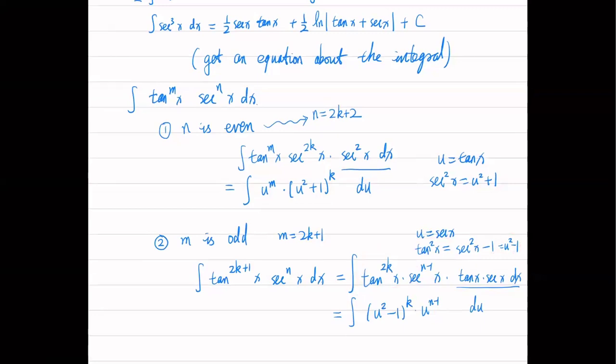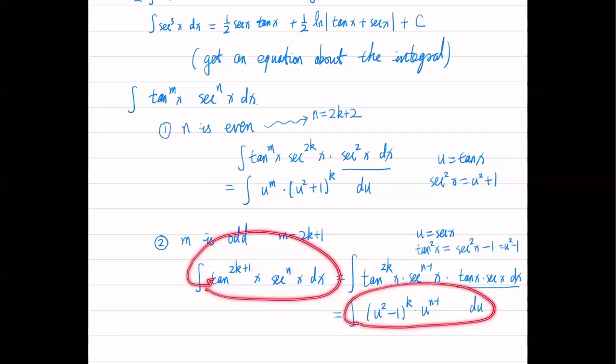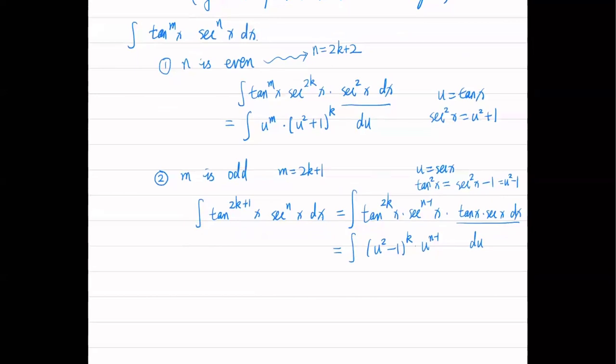We can convert this to a function of u. So whenever we convert a trig integral to a polynomial, we call it a success because we can integrate it. So we have done 2 cases, when n is even or when m is odd. What's the remaining case?